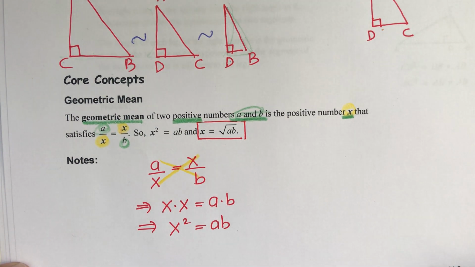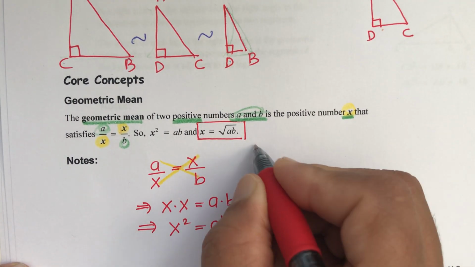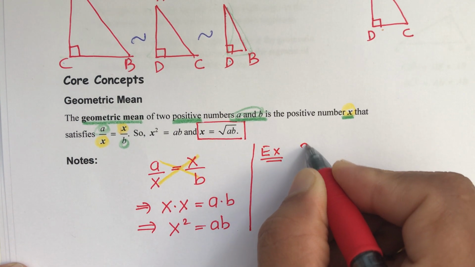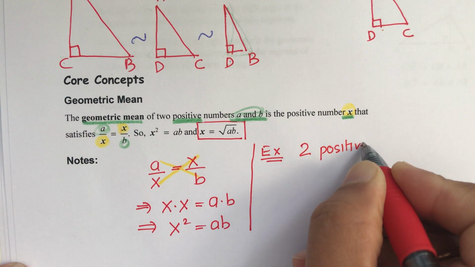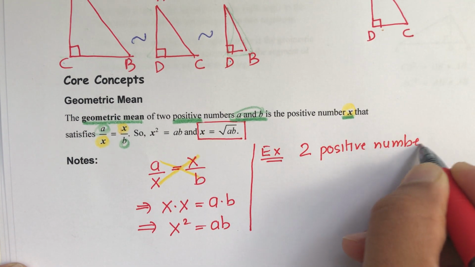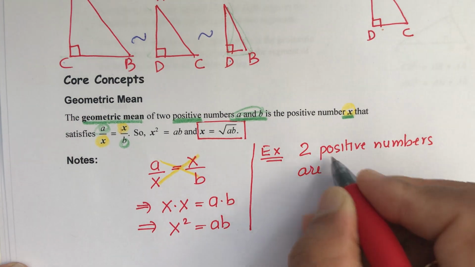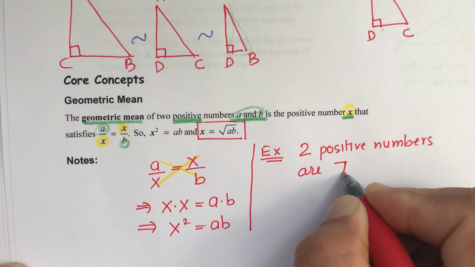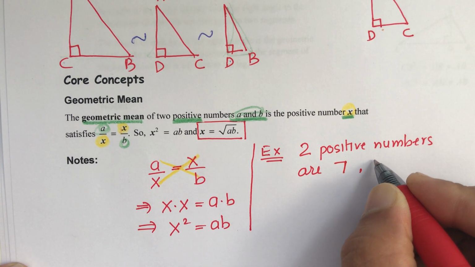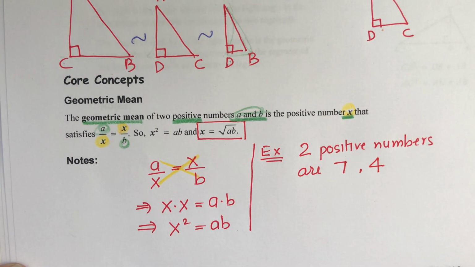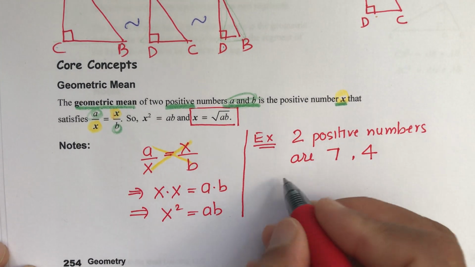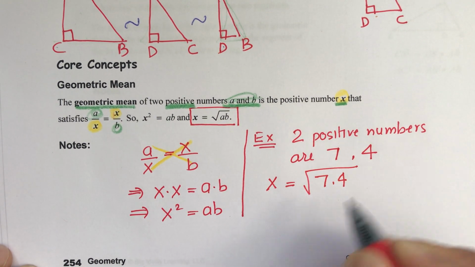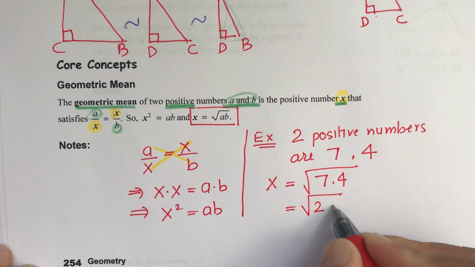So for example, if I have to find the geometric mean, suppose my two positive numbers are 7 and 4, and we have to find the geometric mean for that. You can directly write down the geometric mean will be, you just multiply those two numbers and take the square root. That is going to be the square root of 28.